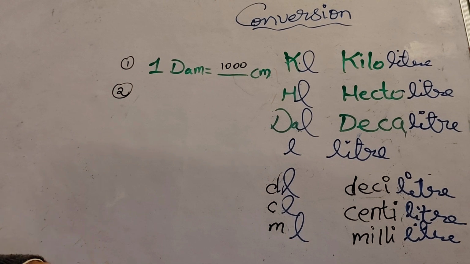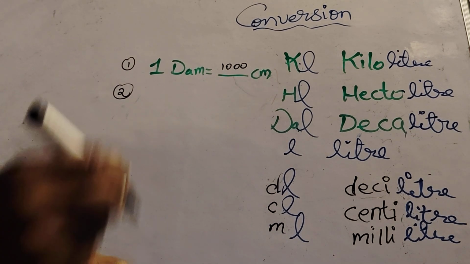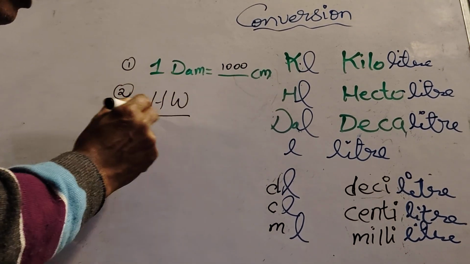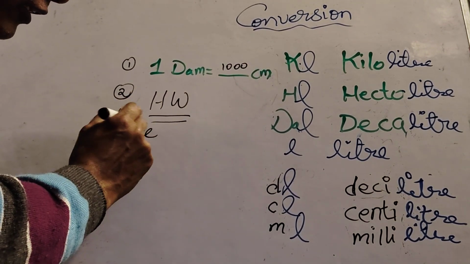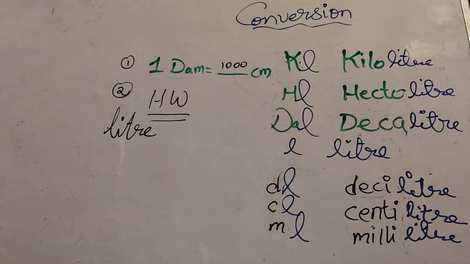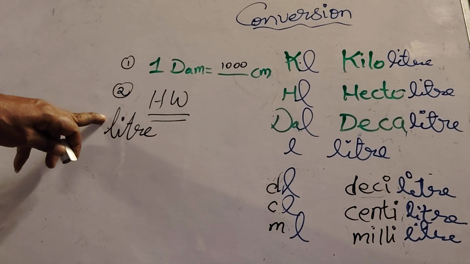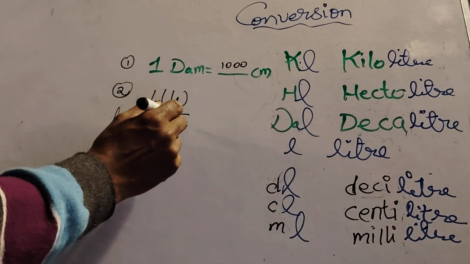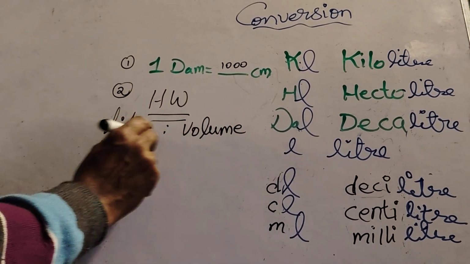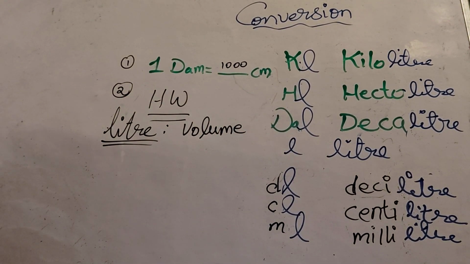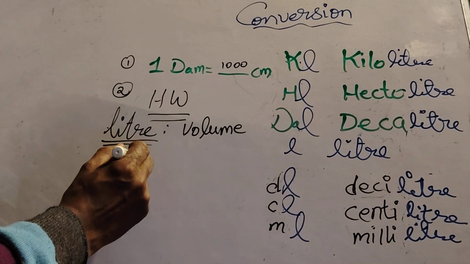So in this way, you have homework. Look at how you can write the homework. First is for liters. Liter is the unit of volume. So you will make the whole conversion from bigger to smaller. The whole conversion you will write bigger to smaller.